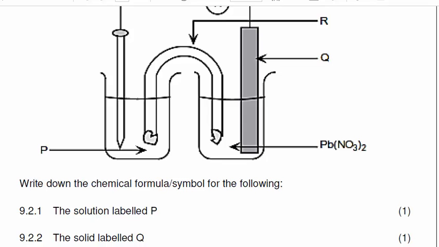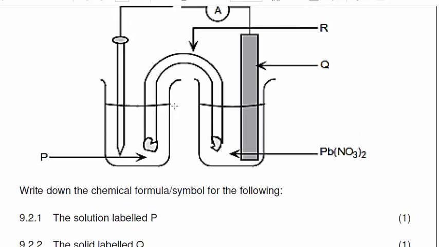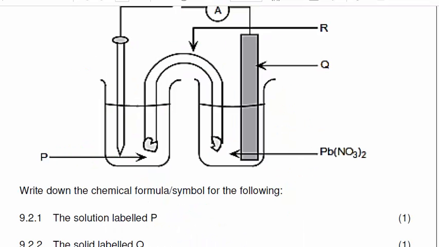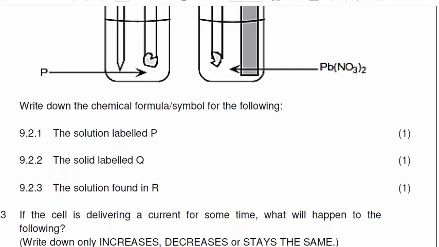Okay, the solution in R. R is then the salt bridge. And so, yeah, I think something like potassium nitrate or sodium sulfate, or some... definitely the nitrate. I would have put in definitely a nitrate. So it feels like a very open-ended question.